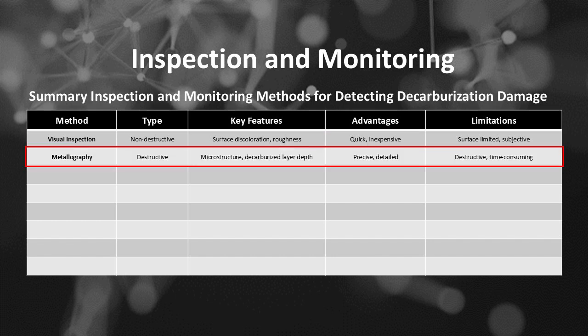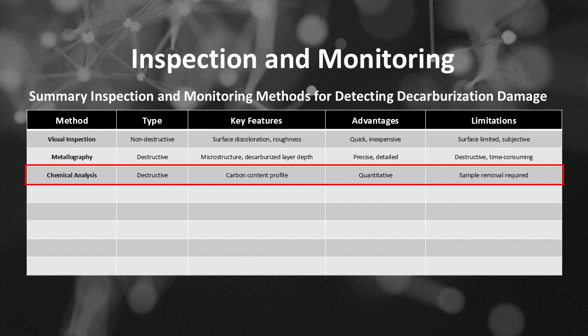If the method in use is metallography, the type is destructive, the key features are microstructure and decarburized layer depth, the advantages are that it is precise and detailed, and the limitation is that it is destructive and time-consuming. If the method is chemical analysis, the type is destructive, the key feature is the carbon content profile, the advantage is that it is quantitative, and the limitation is that sample removal is required.